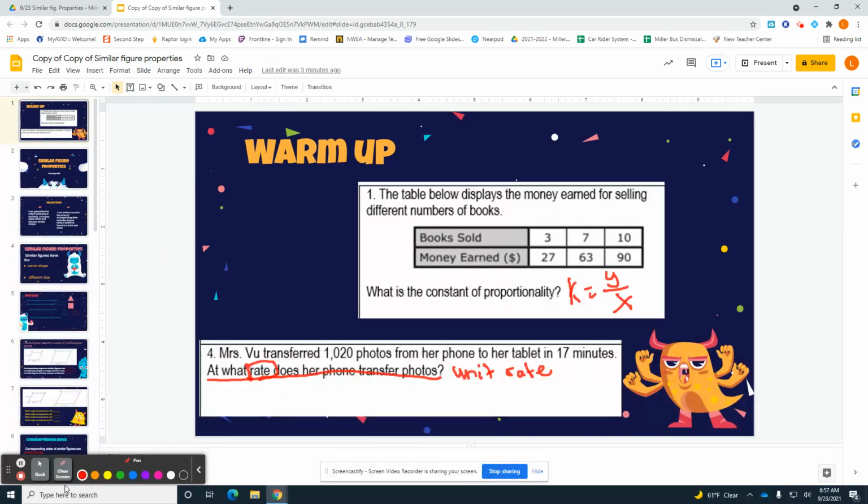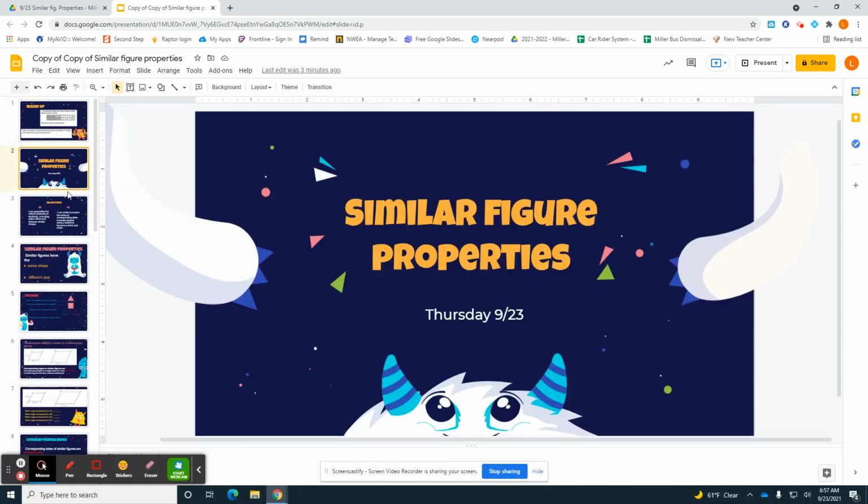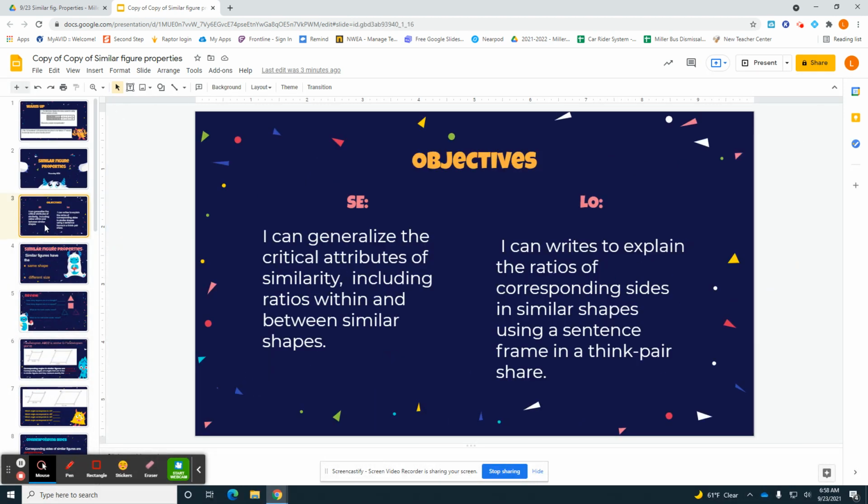Okay. So we're going to move on to the next slide. Today we're working with similar figure properties, and so you'll get a little bit of information on that. What makes a figure similar? What are the characteristics? How can we identify if they're similar figures? So our objective for today says I can generalize the critical attributes of similarity, including ratios within and between similar shapes.